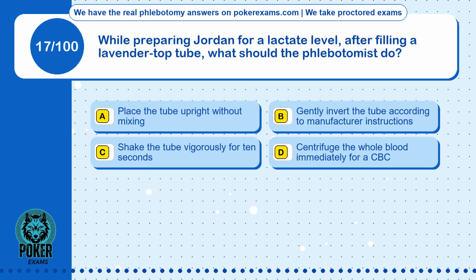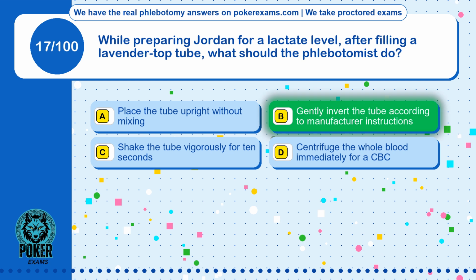Question 17. While preparing Jordan for a lactate level, after filling a lavender top tube, what should the phlebotomist do? Option A, place the tube upright without mixing. Option B, gently invert the tube according to manufacturer instructions. Option C, shake the tube vigorously for 10 seconds. Option D, centrifuge the whole blood immediately for a CBC.